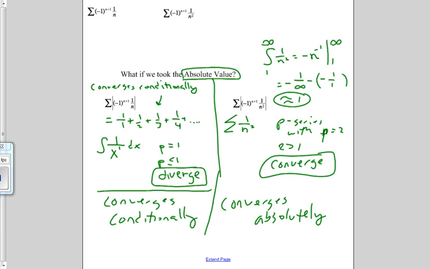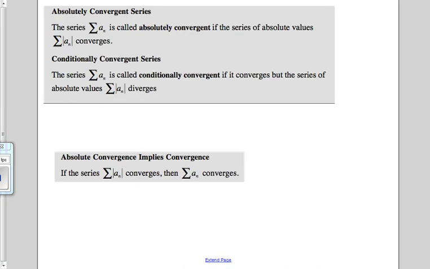So clearly, absolute convergence is much more powerful than conditional convergence. This is just a definition here. A series is absolutely convergent if the series of absolute values converges. And a series is conditionally convergent if it converges, but the series of the absolute values, when we take the absolute value, diverges.